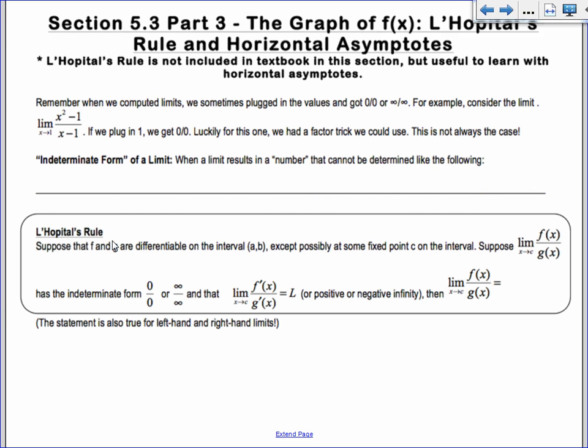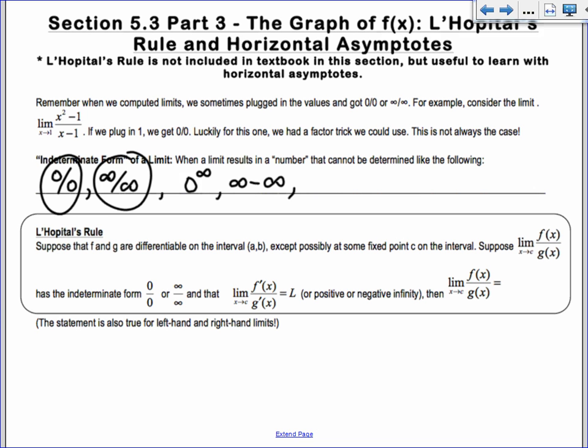In order to use L'Hopital's rule, it needs to be an indeterminate form. 0 over 0 and infinity over infinity are the main ones. But if it's another indeterminate form, like 0 times infinity or infinity minus infinity, a lot of times you can change it around so it's in one of those two forms.